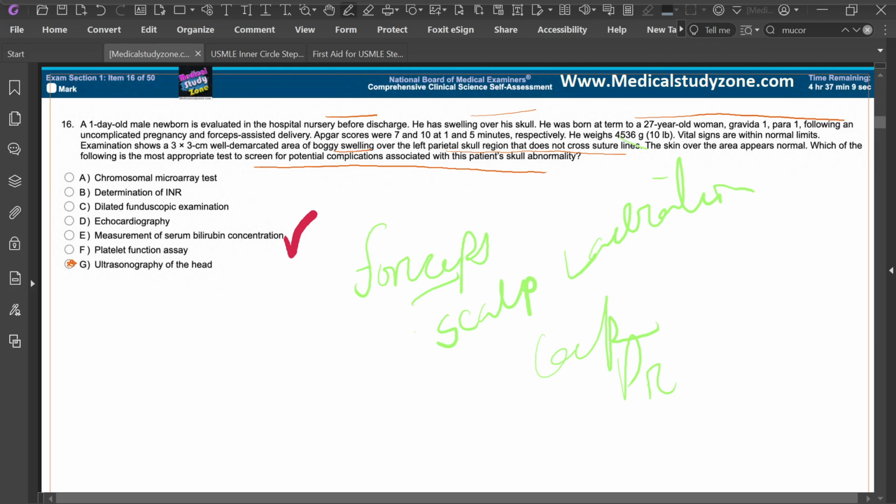However, they do put the newborn at increased risk of development of jaundice, as the breakdown of the blood products overwhelms the neonatal liver's ability to conjugate bilirubin. Therefore, this patient with cephalohematoma should have serum bilirubin concentration measured and be monitored closely for the development of jaundice.